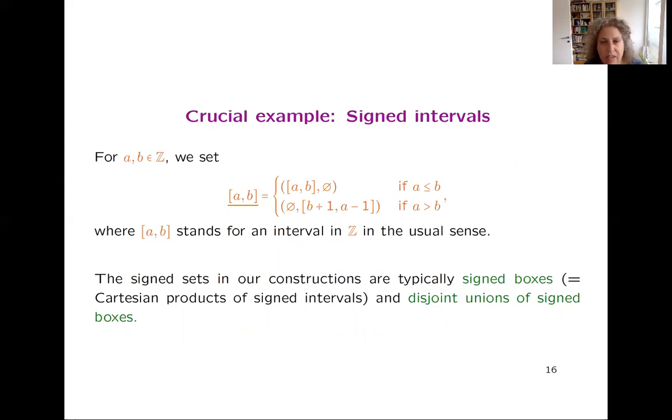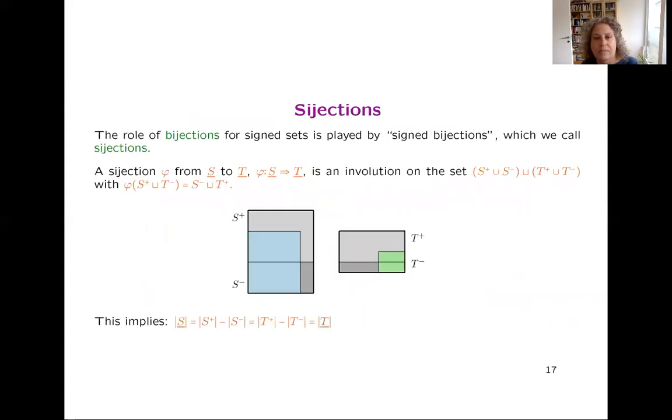So next I want to give you an example of a signed set, which are signed intervals. Given two integers a and b, if a is less than or equal to b, then the signed interval is obtained by taking the ordinary interval as positive part and the empty set as negative part. But if a is greater than b, then the positive part is empty and the negative part is just the interval [b+1, a-1]. And the signed sets in our constructions are typically signed boxes and disjoint unions of signed boxes. So signed boxes are Cartesian products of signed intervals.